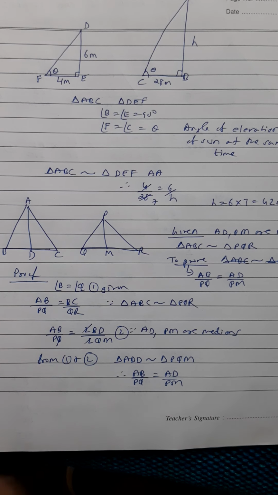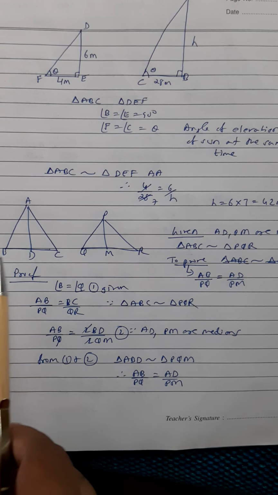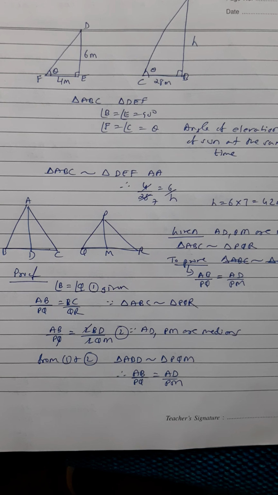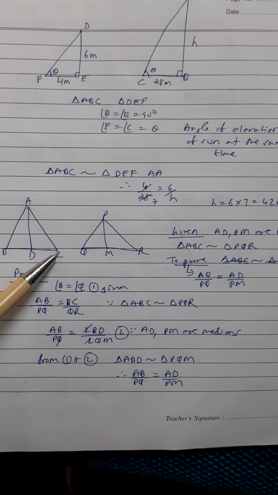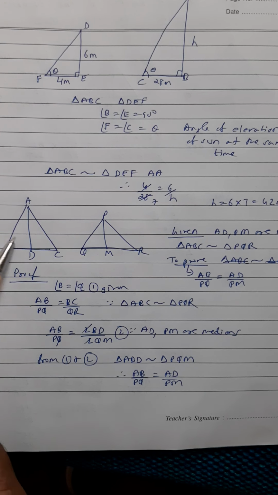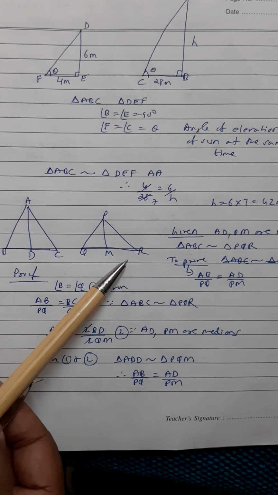If you look at the bigger triangles, angle B and Q are already equal. Why? Because the bigger triangles ABC and PQR are already given similar. If the triangles are similar, the corresponding angles are going to be equal, right? Similarly, we can say AB by PQ is equal to BC by QR. Why? Because if the bigger triangles are similar, their corresponding sides are in proportion. So AB by PQ is equal to BC by QR.